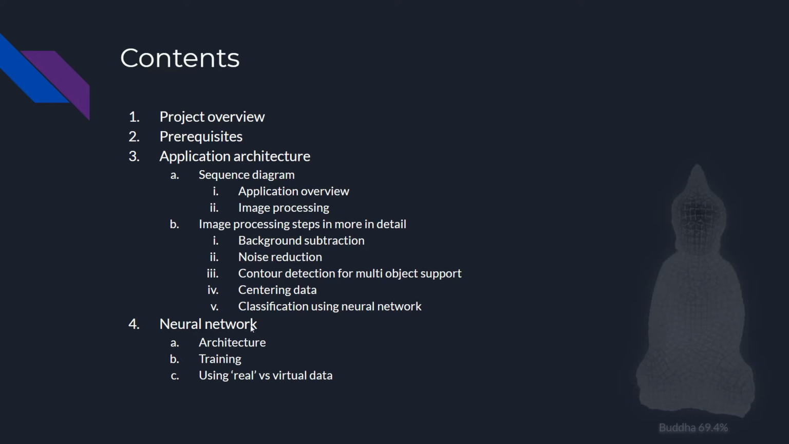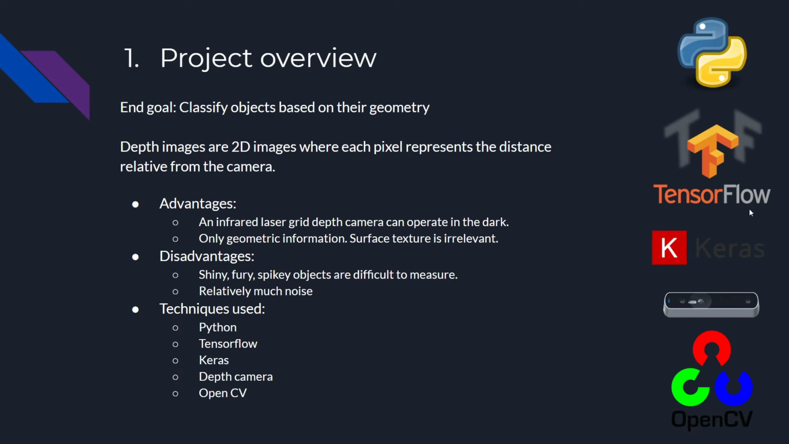Then I explain a bit about the neural network, its architecture, how it's trained, and that you can use real or virtual data. What I mean by this, I will get to that. So, an overview of the project. The end goal was to classify objects based on their geometry.